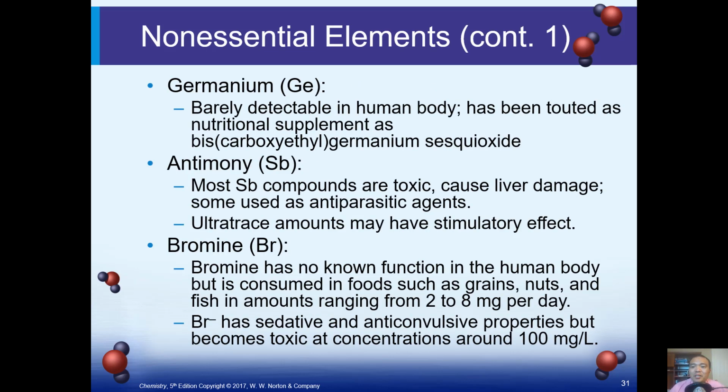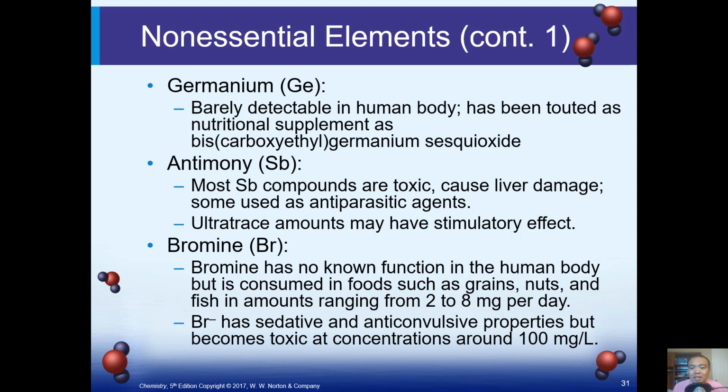Germanium is barely detectable in the human body. Antimony compounds are toxic and can lead to liver damage. However, ultratrace levels of antimony may have a stimulatory effect. Also, some antimony compounds have been used medically as anti-parasitic agents.